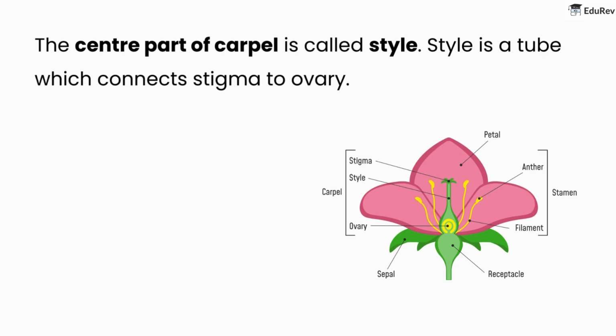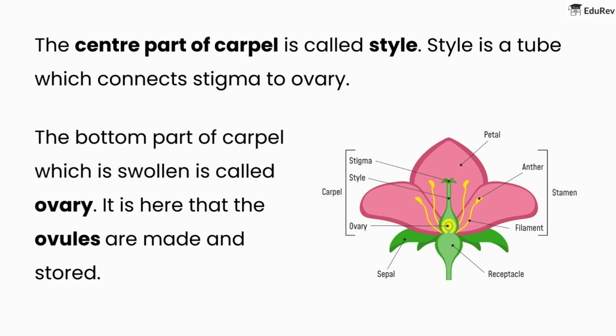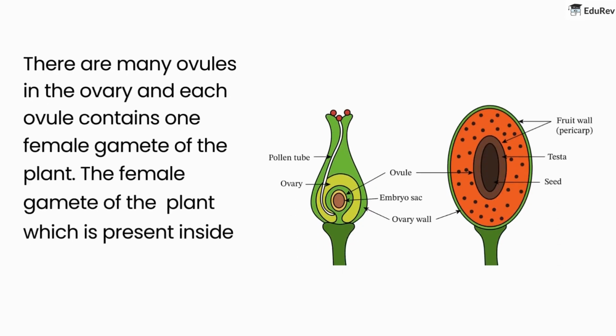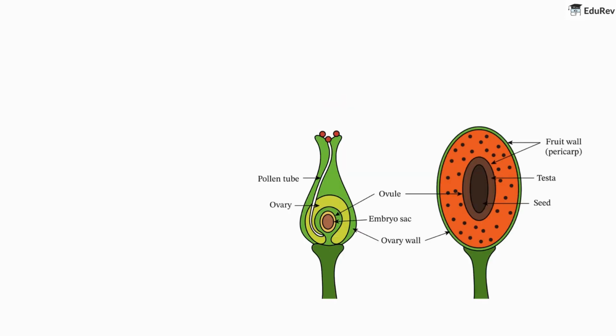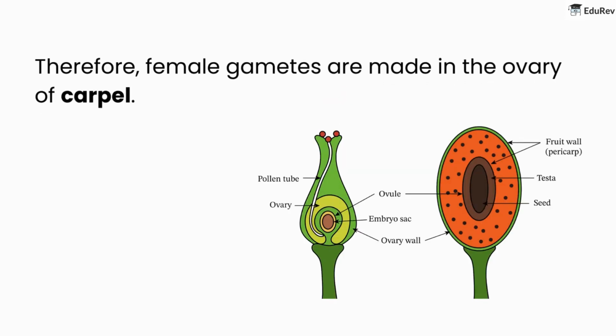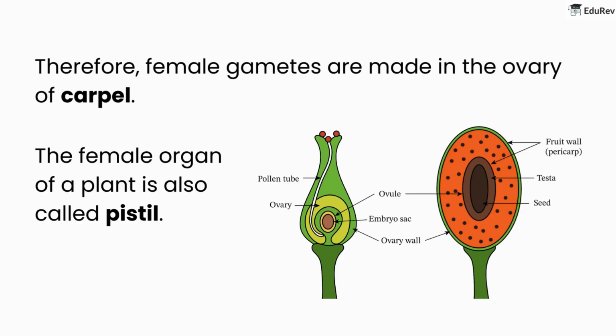The center part of the carpel is called style. Style is a tube that connects the stigma to the ovary. The bottom part of the carpel, which is swollen, is called the ovary. It is here that the ovules are made and stored. There are many ovules in the ovary, and each ovule contains one female gamete of the plant. The female gamete of the plant, which is present inside the ovule, is called egg or ovum. Therefore, female gametes are made in the ovary of carpel. The female organ of a plant is also called pistil.